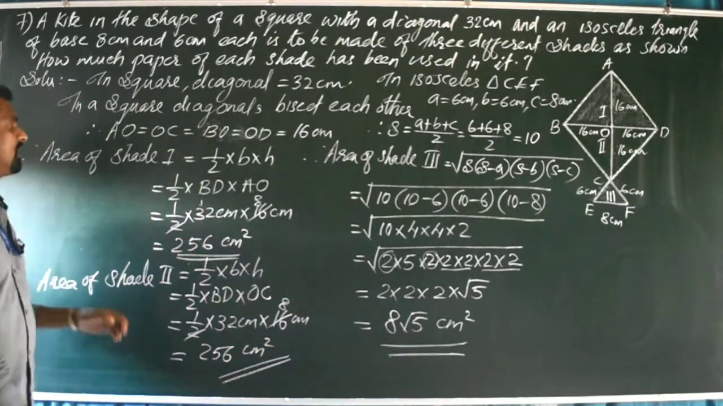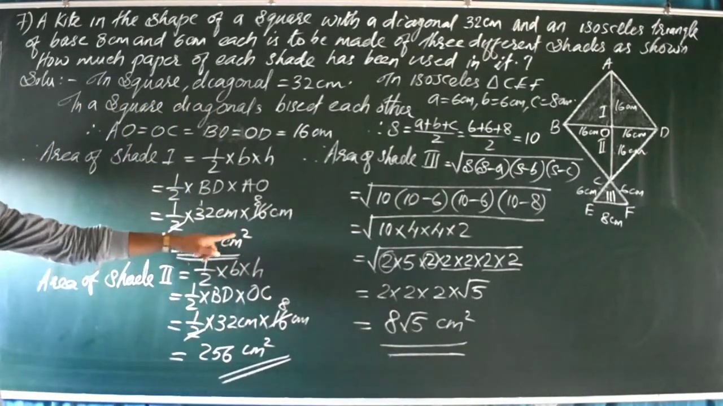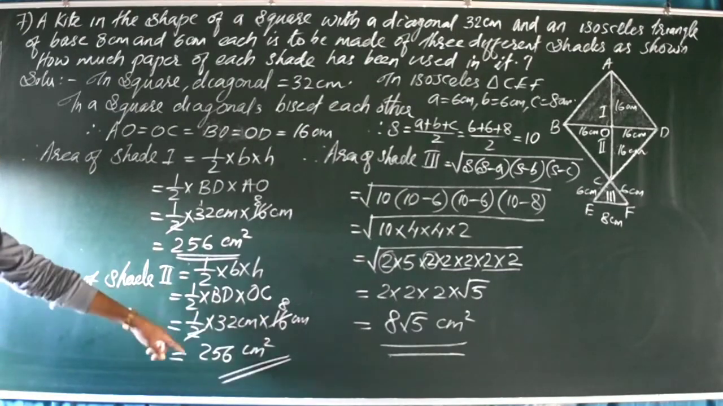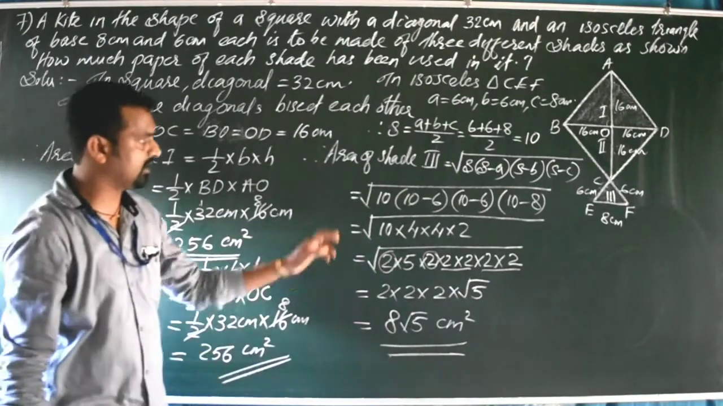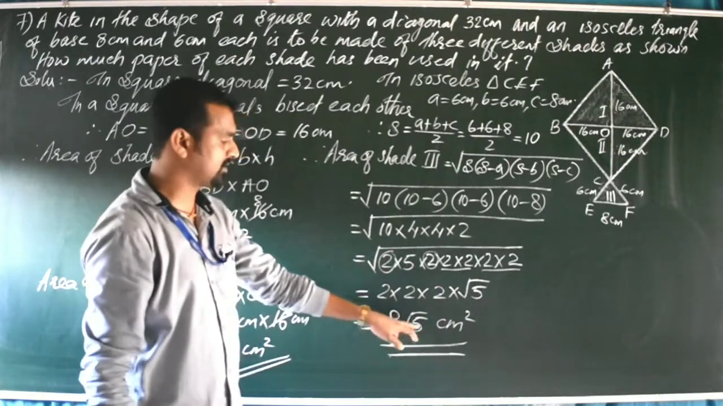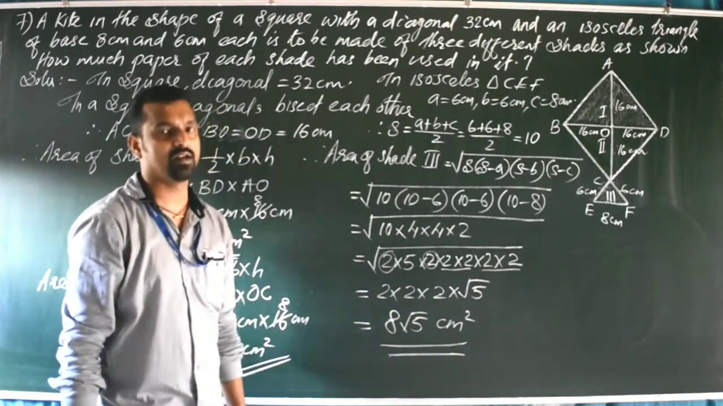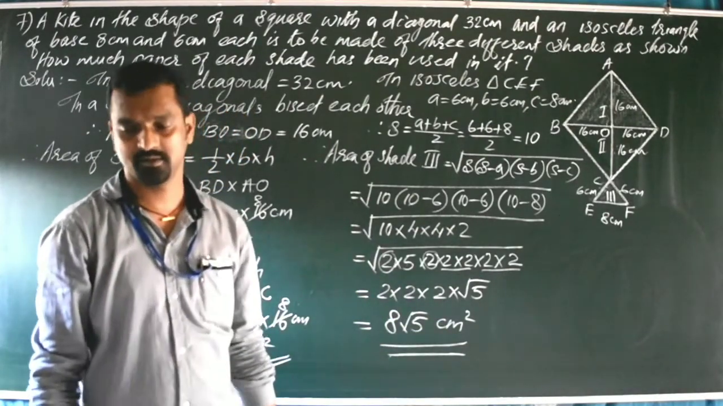So here we got area of shade 1 is equal to 256 centimeter square, area of shade 2 is equal to 256 centimeter square, and area of shade 3 is equal to 8 root 5 centimeter square. Okay, now question number 8.